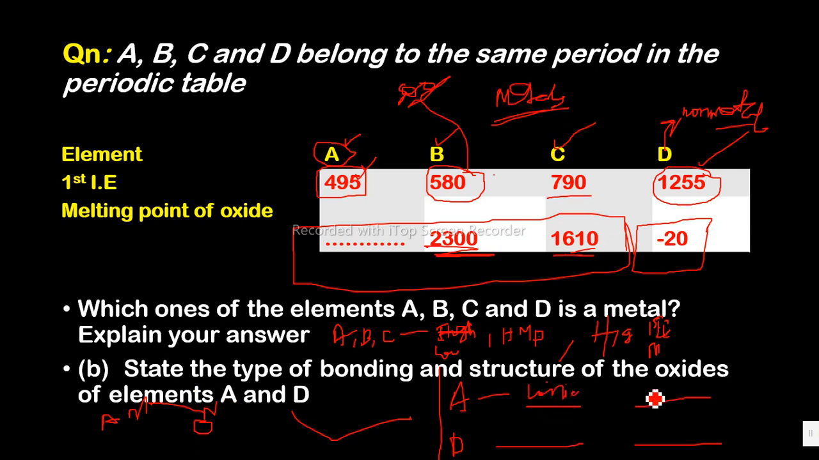And the structure that is formed is a giant ionic structure. Then for D, the bond is covalent. That is covalent bonding, and the structure that is formed is a simple molecular structure. Is that okay?